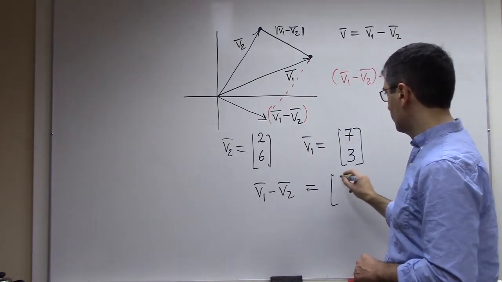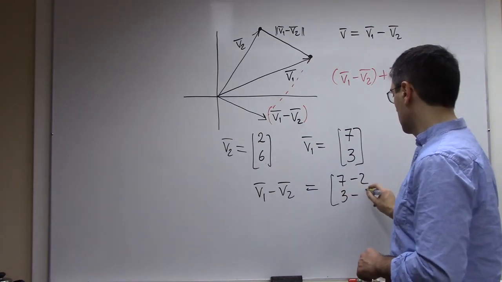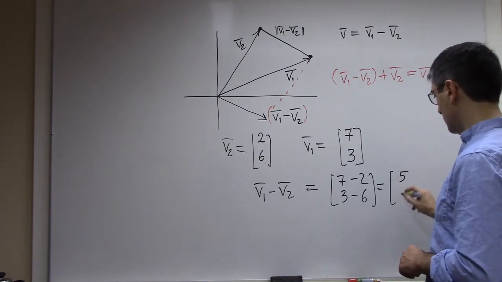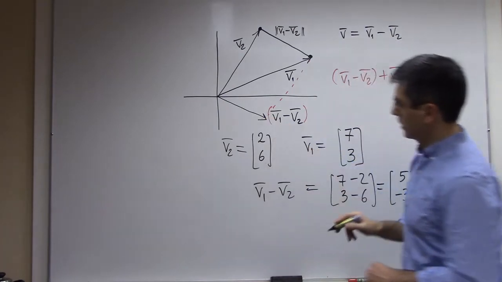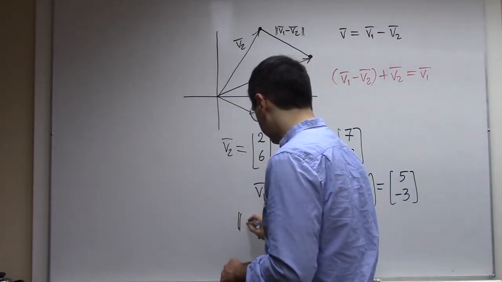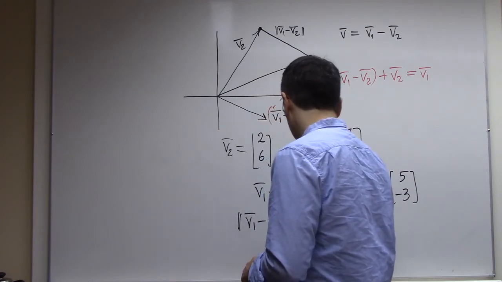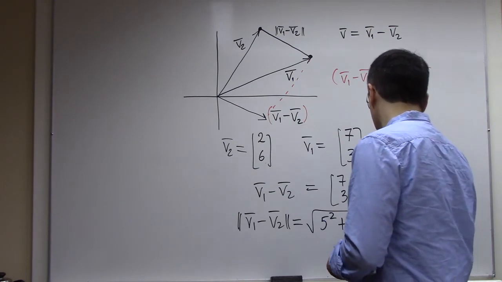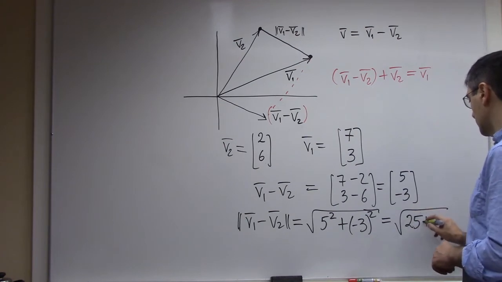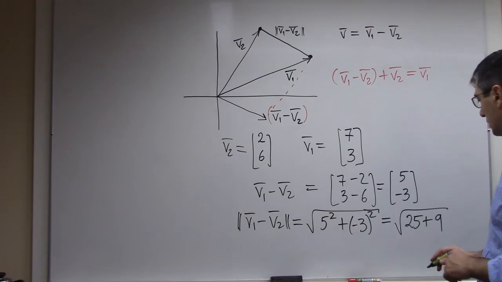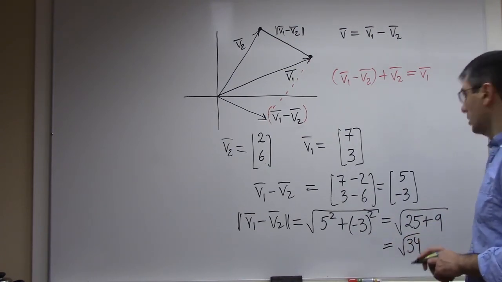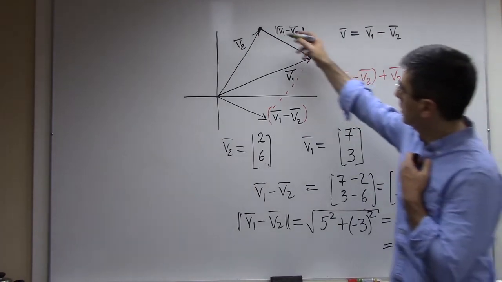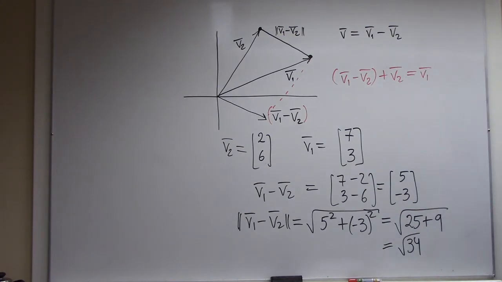Then you get 7 minus 2 and 3 minus 6. So this vector is (5, -3). And then we compute the length. The length of v1 minus v2 is equal to the square root of 5 squared plus (-3) squared, which is 25 plus 9, and what you end up with is 34. So the length of this line segment is the square root of 34, which is somewhere between 5 and 6.